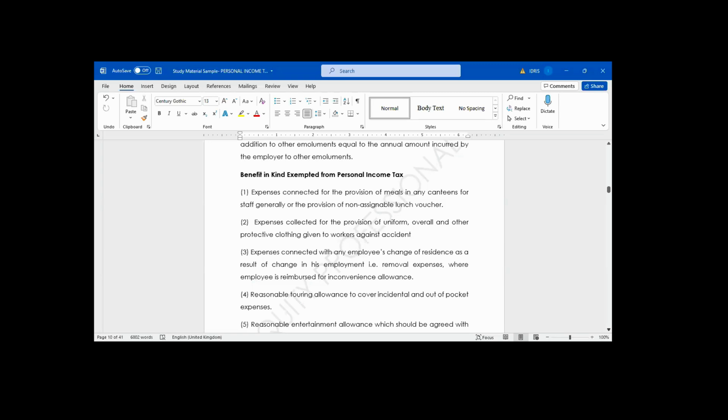Another one, provision of uniform, protective jacket, protective clothes, or overall against accidents. If your employer gives you uniform or any other items, maybe they give you a boot and so on, all those cannot be regarded as a benefit in kind.